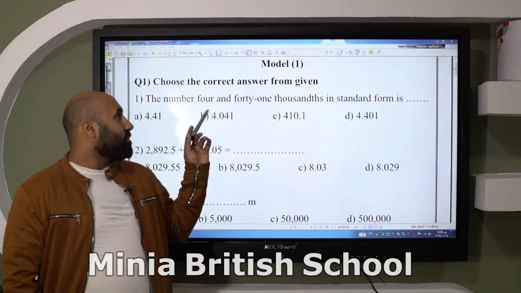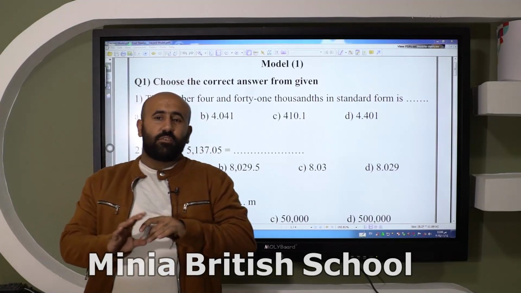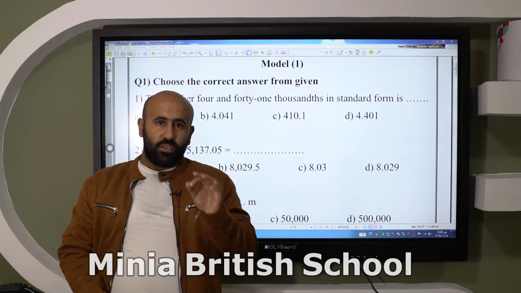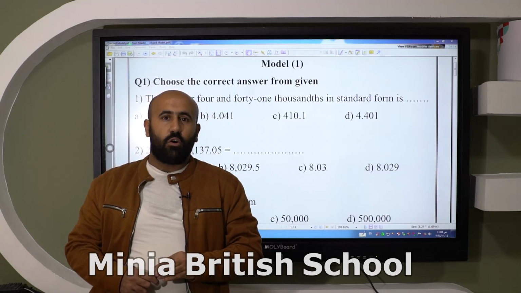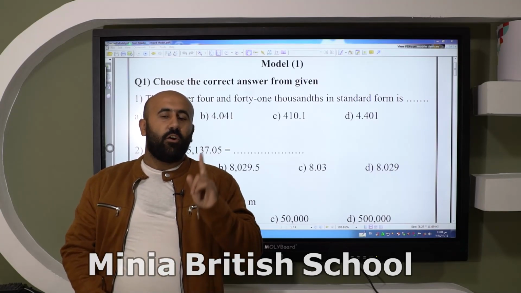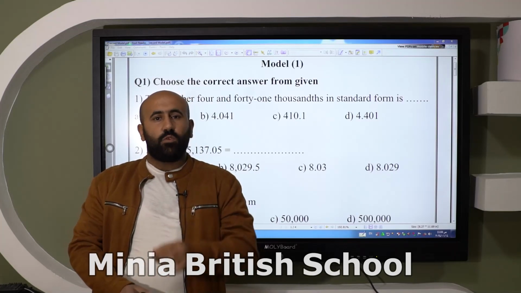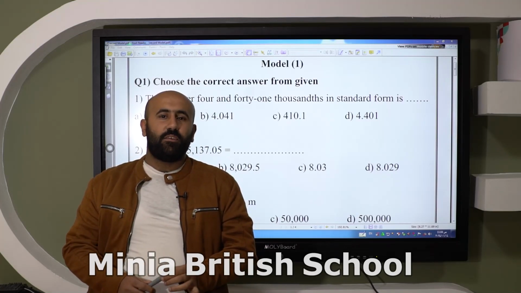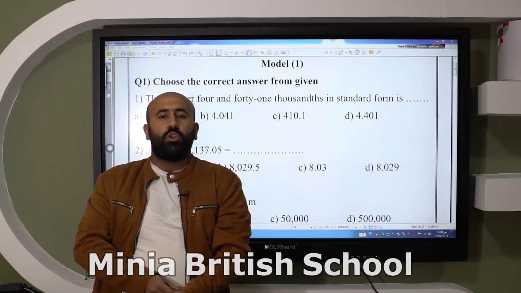We have a practical test model. Generally, your test consists of 4 questions. The first question is choose and it consists of 7 points. Each point has only 1 mark. The second question is complete, consists of 8 points and each point has only 1 mark.